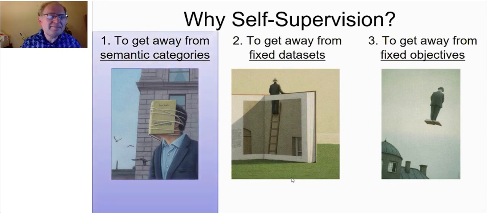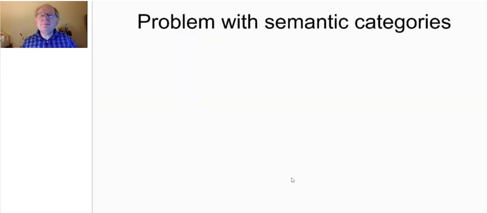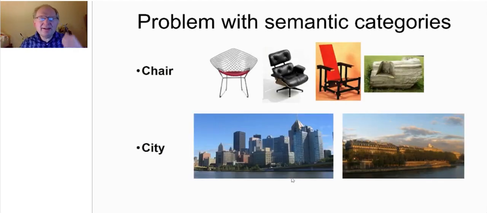So let's start with the first one, semantic categories. So what is the problem with semantic categories? Well, here is a couple of categories: chair and city. And these are just images that we give to our classifier, and we hope that it will understand what chair is, for example. But think about it. This is really unfair to expect the computer to figure out what is in common between these examples of chairs, because visually there is basically nothing in common.